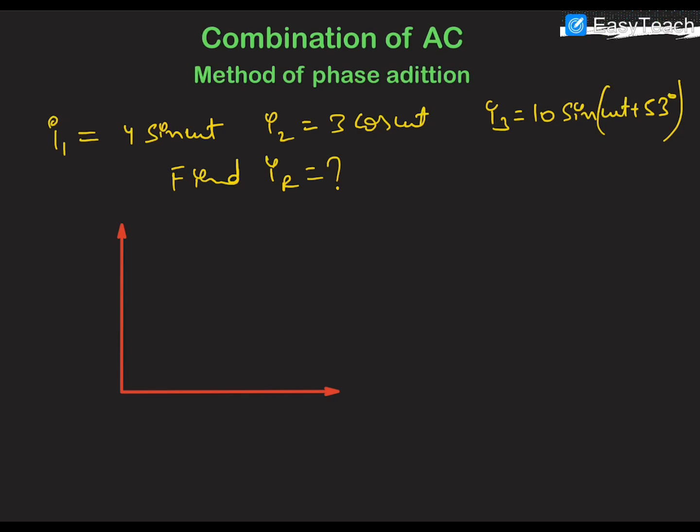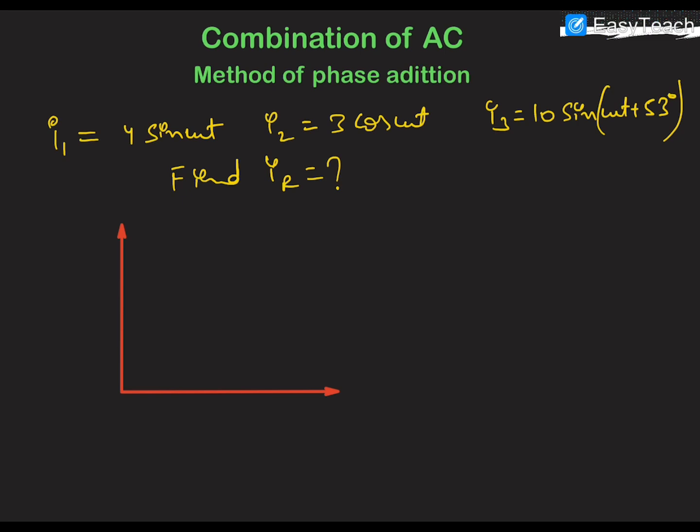In this video, I'm going to discuss the combination of AC currents, and in this combination we are combining those alternating currents which have the same frequency but different amplitudes. So you can see that, for example, there are three currents, I1, I2 and I3, and the amplitude of I1 is 4, amplitude of I2 is 3, and amplitude of I3 is 10. So we have to find out the resultant current along with the phase.